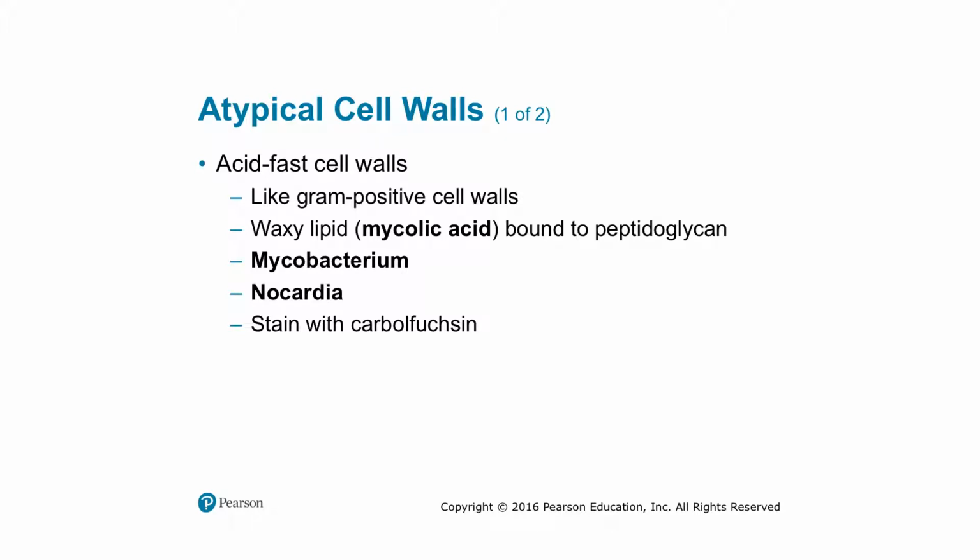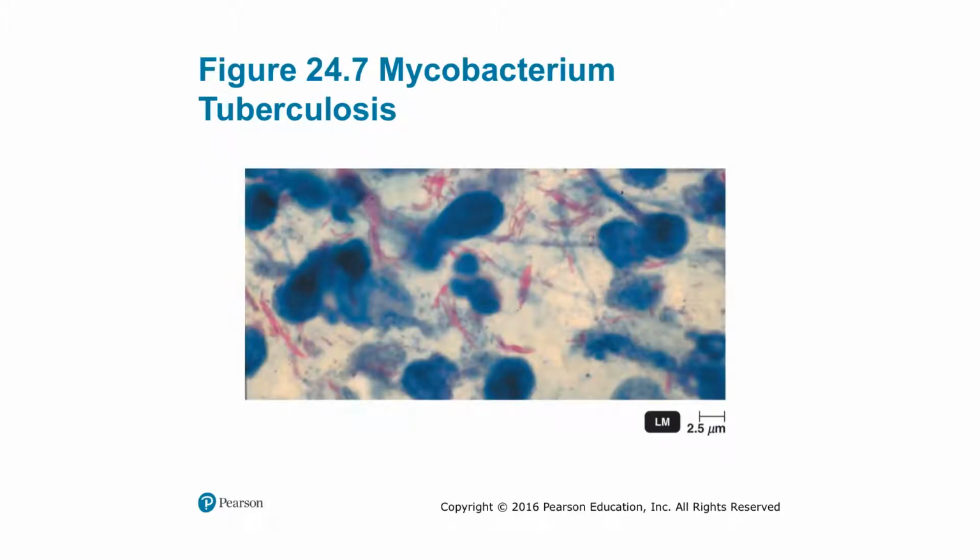So acid-fast cell walls are like gram-positive cell walls. They have a very waxy lipid, or mycolic acid, bound to the peptidoglycan. These are what we find in Mycobacterium and Nocardia. These generally stain with carbol fuchsin. So here you can see this is Mycobacterium tuberculosis, and these are going to stain with that carbol fuchsin.